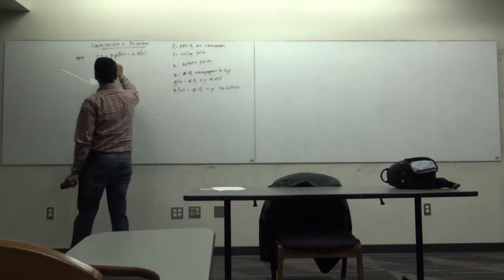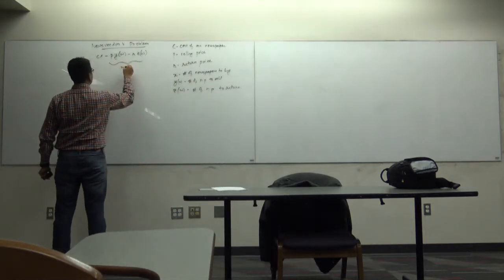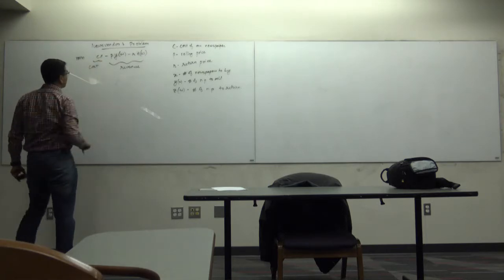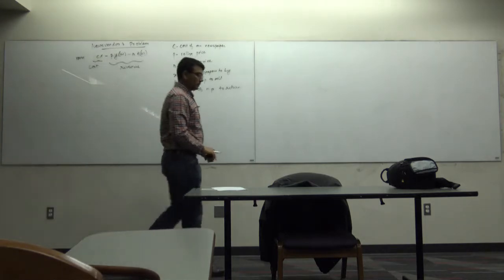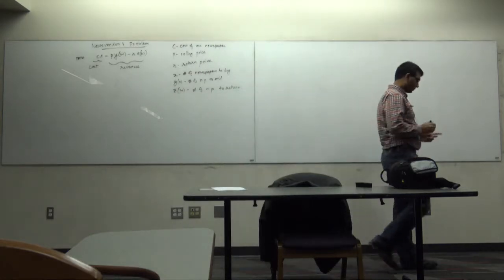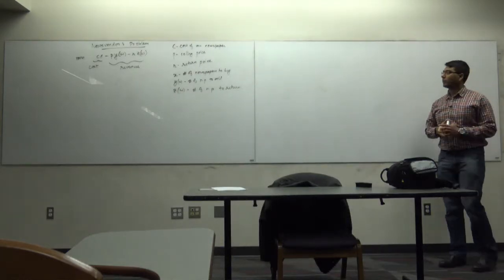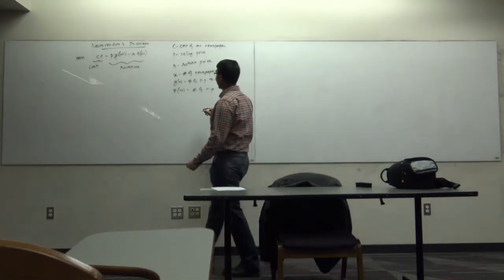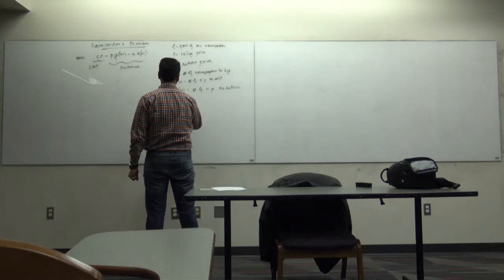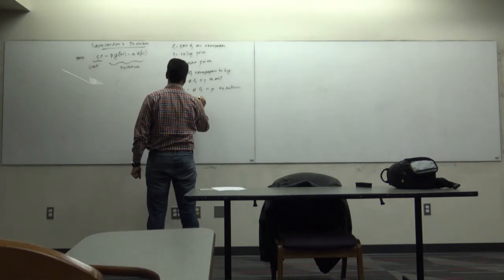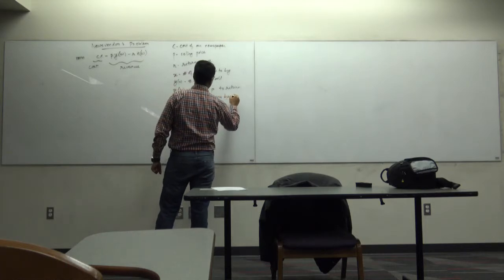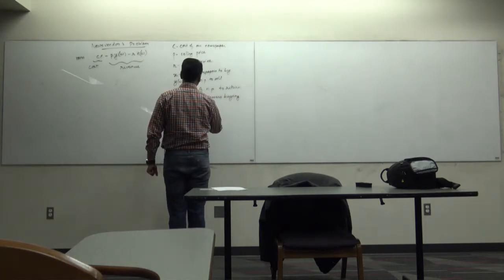Okay, so this is my revenue. And this is my cost. Okay, and what is omega? Omega is the number of customers buying the newspaper.